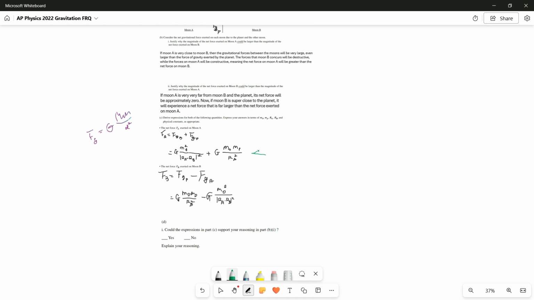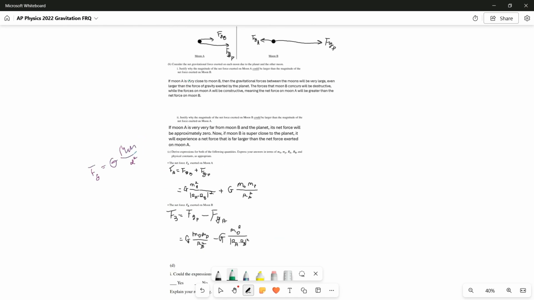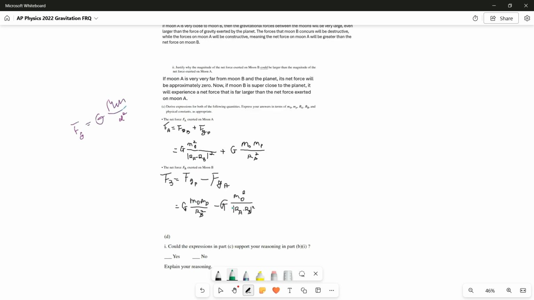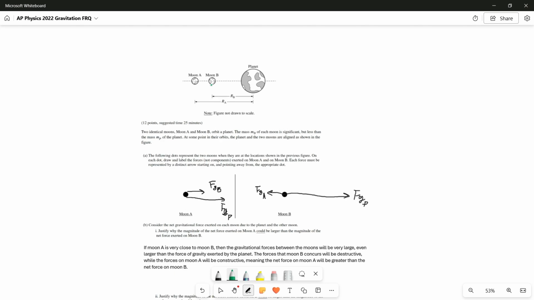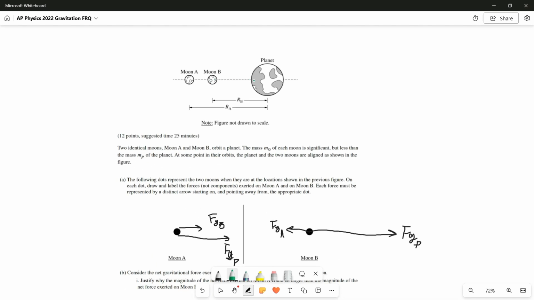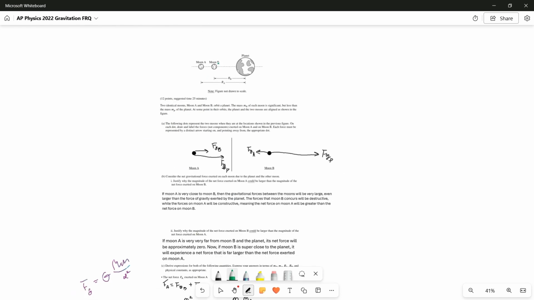So we're really looking at this expression. In part BI, we said that if Moon A is very close to Moon B, then the gravitational forces would be very large. And while this could be very large, if FGP is large enough, then FB would be 0. So what I mean is, there is a certain distance where Moon B can be close enough to the planet, but at the same time close enough to Moon A so that their forces actually cancel out.